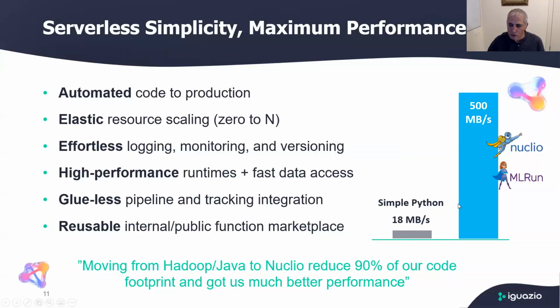There's also a blog in Towards Data Science showing how you can take something that runs at like 20 megabytes per second throughput, and with just running it within the Nuclio framework, it runs at 500 megabytes per second. So 20, 30 times faster without changing your code. That means you don't need to essentially recode your solution into production artifacts.